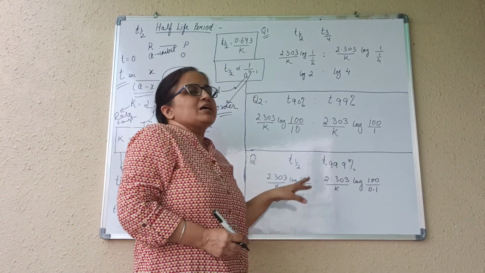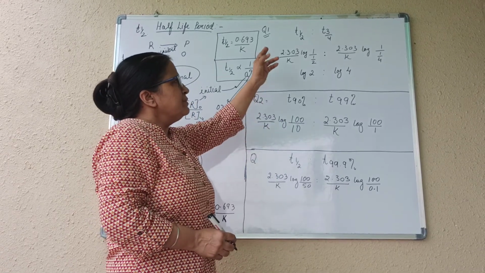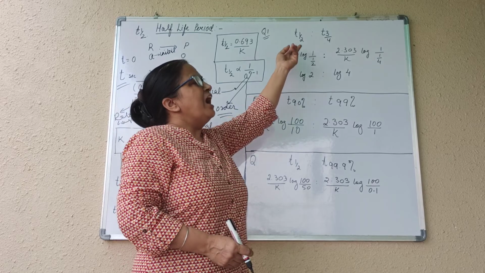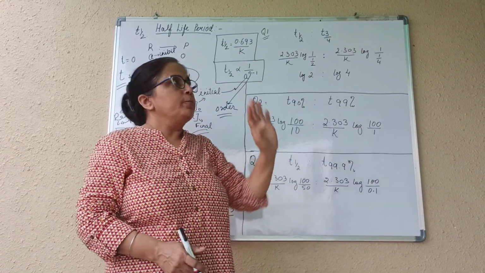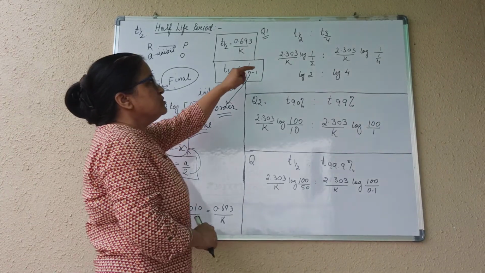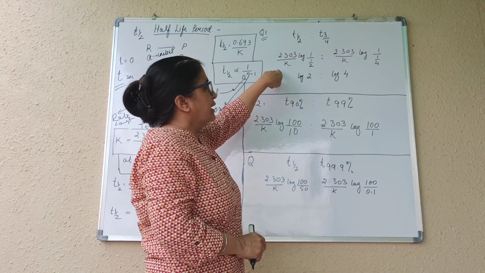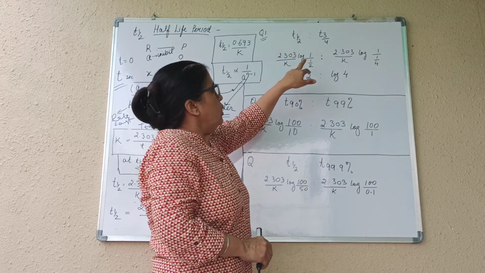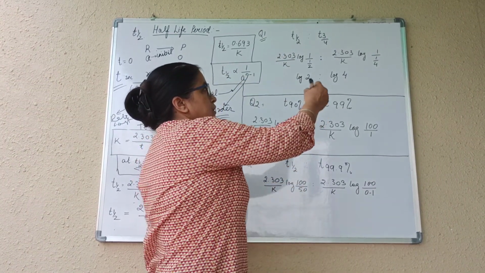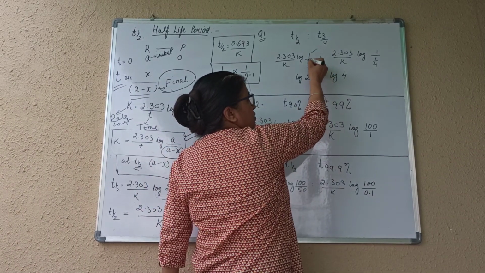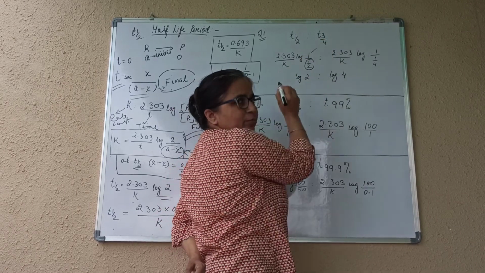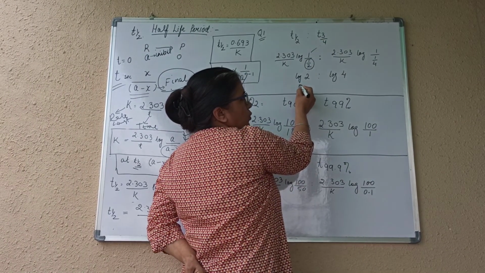We will also be discussing some numericals. Sometimes, children, you are asked to find a ratio of, say, t half to t 3 by 4. So what we will do? In this same formula, we will be using 2.303 by K, which is common for all. For t half, half has reacted, so initial is 1, leftover is 1 by 2. If I take this, that 2 will go in the numerator, and I will have only log 2 left over.